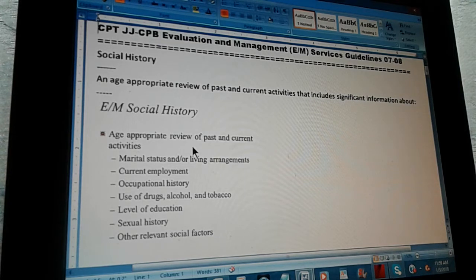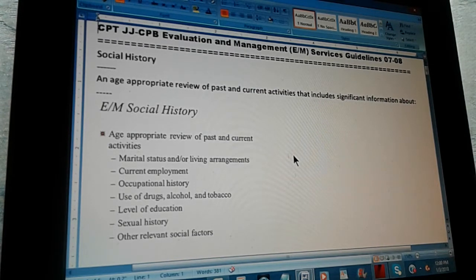So now this is more or less the list of things that should be considered for evaluation and management social history, right? The first one is marital status, or living arrangements, which would be, are you married? Do you live alone, right? Current employment, occupational history. Use of drugs, alcohol, and tobacco. Level of education. Sexual history. Other relevant social factors. Basically, just to know what the patient does with other people, right? That's social history. Okay, that's our theory for today.